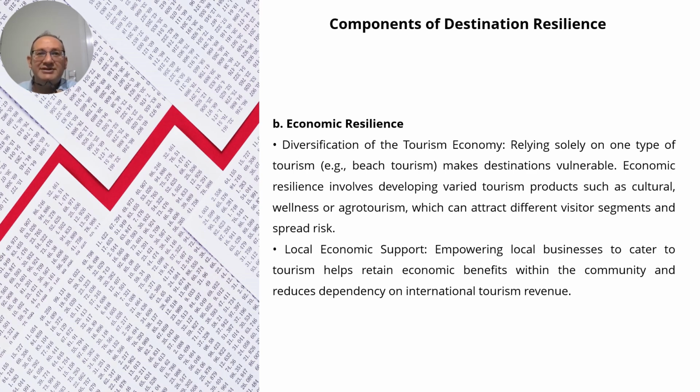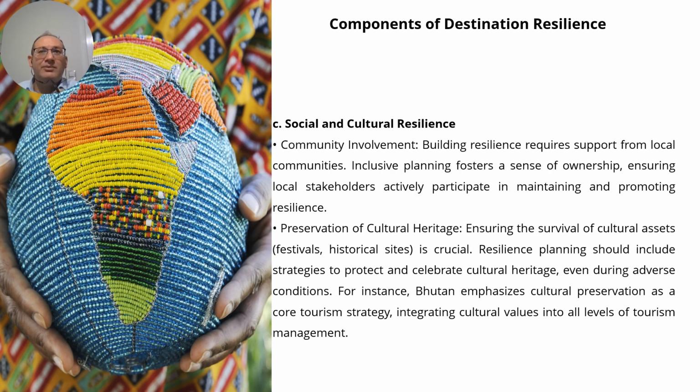Therefore, the diversification of the tourism economy is one of the most important aspects to deal with economic resilience. Secondly, local economic support. It is a less known but very important aspect, because if local businesses are benefited, empowered, helped, and assisted in order to maintain their benefits, this has several positive externalities, not only for the city but for the country and at the international level, because there will be a spread of the tourists. The third component of destination resilience deals with social and cultural resilience.